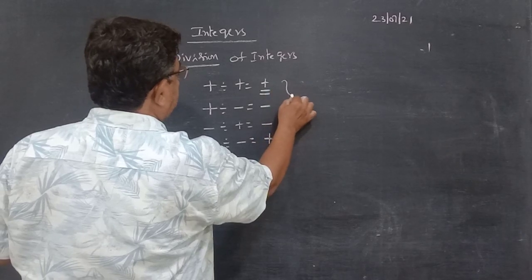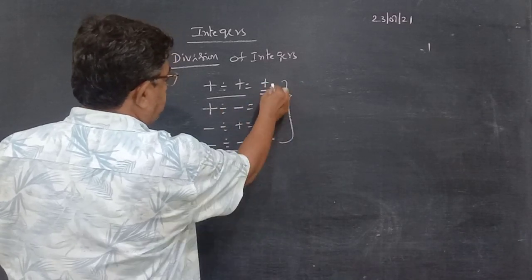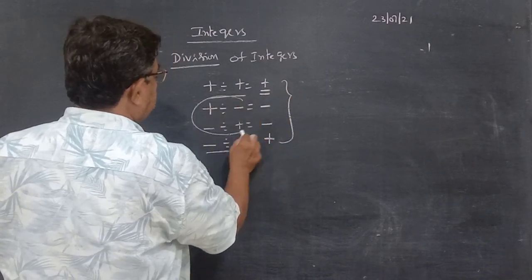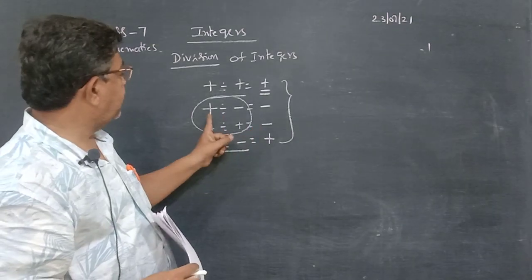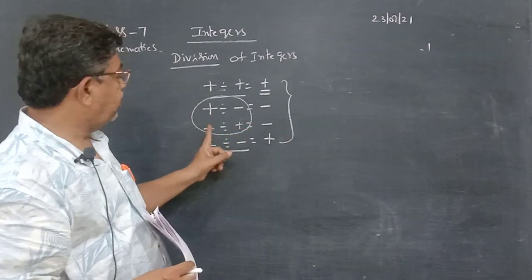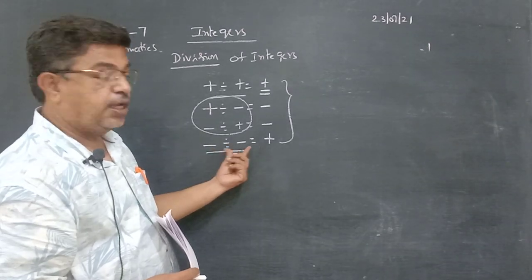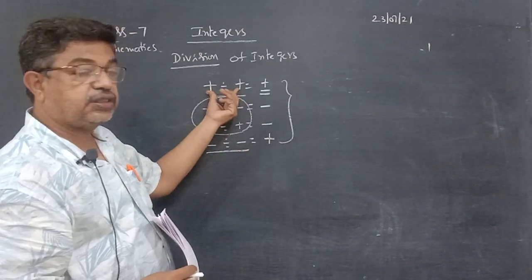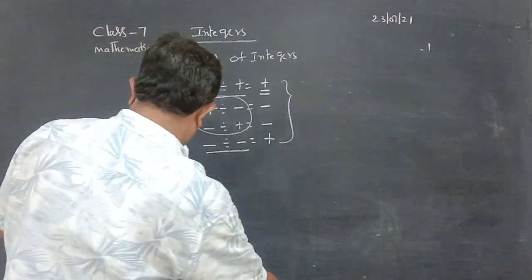You can observe here, both integers are having the same sign, the quotient is positive. Both the integers are having opposite sign, then the quotient is negative. Plus divided by minus equal to minus, minus divided by plus equal to minus. Both the integers are having the same sign, the quotient is positive. Both the integers are having the same positive sign, the quotient is positive.